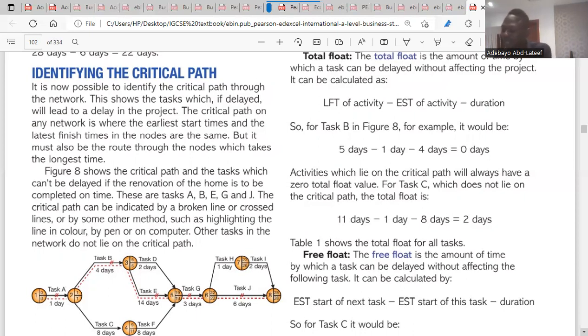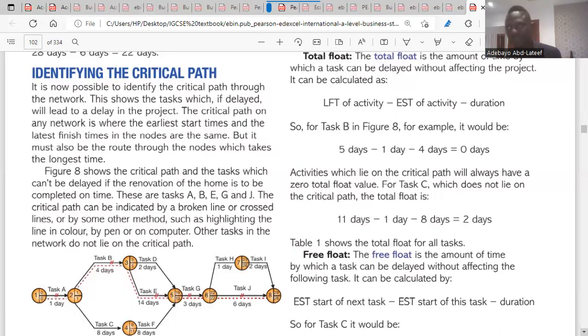So the critical path of any network is where the earliest start time and the latest finish time are the same. So now that we have understood the EST and the LFT, how do we use it to understand the critical path? We use it this way. To identify your critical path, where you have your EST equals your LFT, that is the critical path. So if your EST is 8 days and your LFT is 8 days, that means it's a critical path, because it means that you should not delay within those days. If you delay, then the project will be delayed.